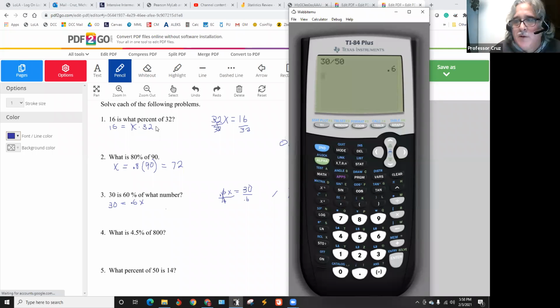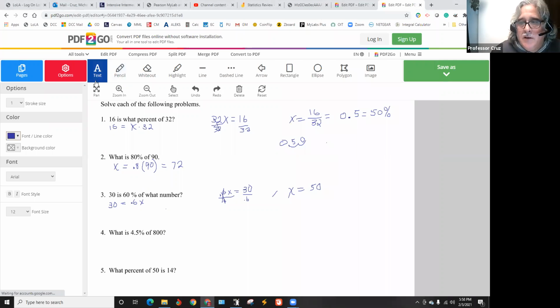Oh, and another way, I was going to put these in just to kind of write it out. So we could go back and say that 16 is 50% of 32. Fifty is 80%. Oh, I'm sorry, it was 72.